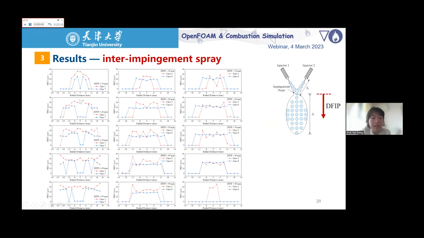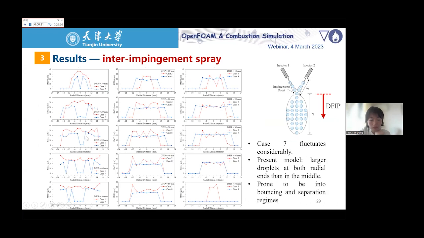Now we look at the SMD in the downstream. Different lines mean the distance from the impingement point at the different axial positions. So if we compare our case with the OpenFOAM case, you can find the OpenFOAM case, the blue line, fluctuates a lot. And our model, the red line, can predict the larger droplets at both radial ends, because at the boundaries, it is prone to be in the bouncing and separation regimes.